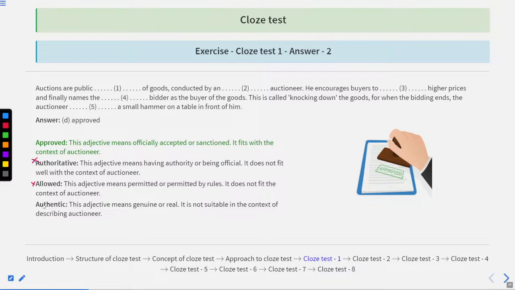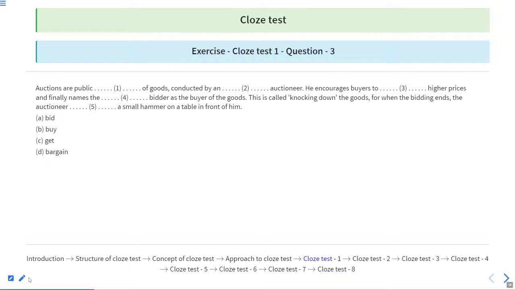Similarly, authentic. This adjective means genuine or real. It is not suitable in the context of describing an auctioneer here. So we have filled in the two words now. The first word we have filled in is sale, and the second word we have filled in is approved.